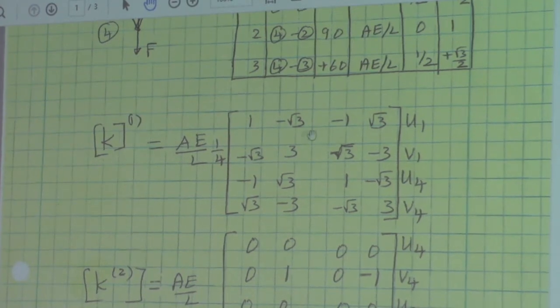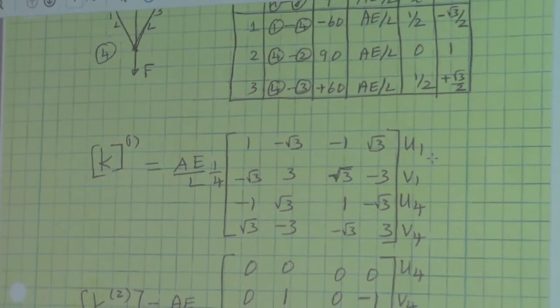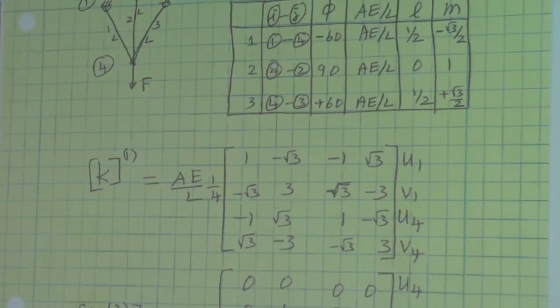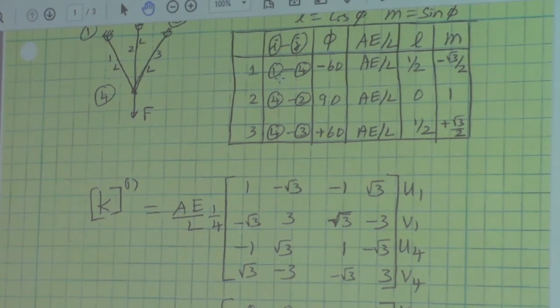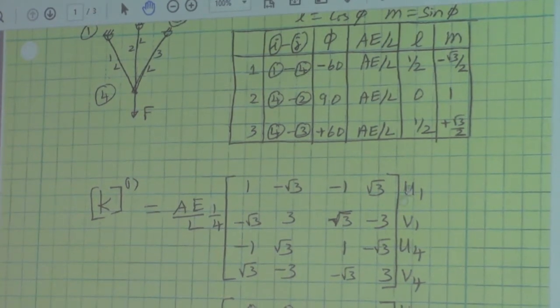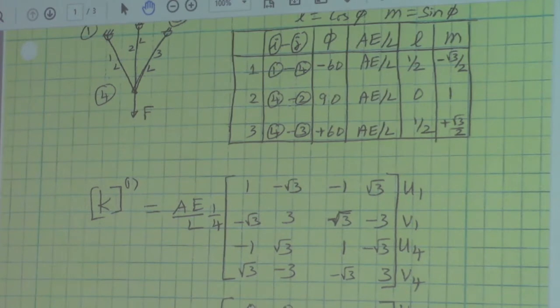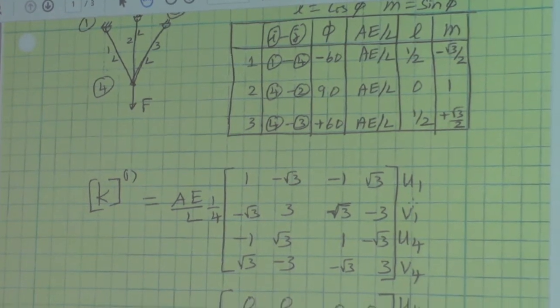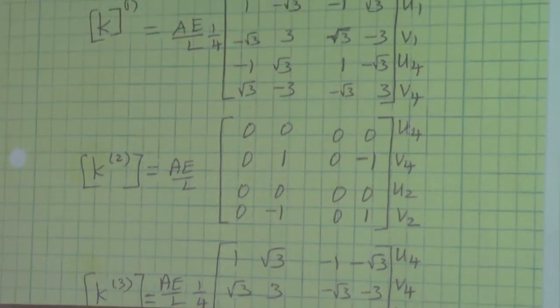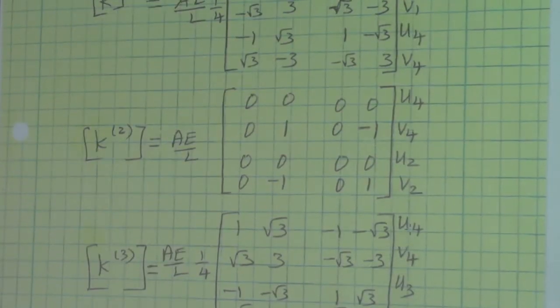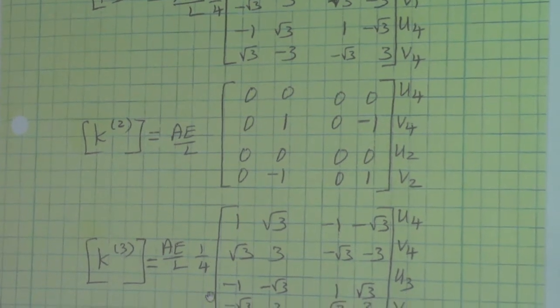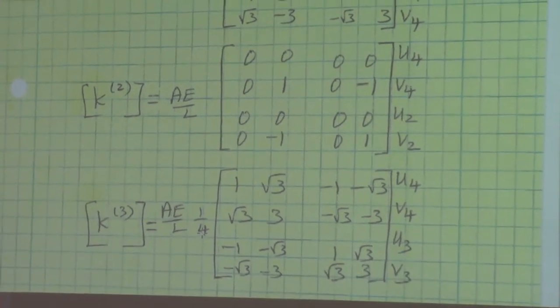So be careful. Then you have to write the row address and column address. I know the first node and second node. Once you choose, if you choose node 1 and 4, first node and second node, then the row addresses are U1, V1, U4, V4. You cannot change that. If you look at the second element, it is 4 and 2. First node is 4, second node is 2. So the row addresses of the second element are U4, V4, U2, V2. Same thing with the third element, U4, V4, U3, V3. And be careful with the 4 here and the one outside. Okay, so I have all of them.